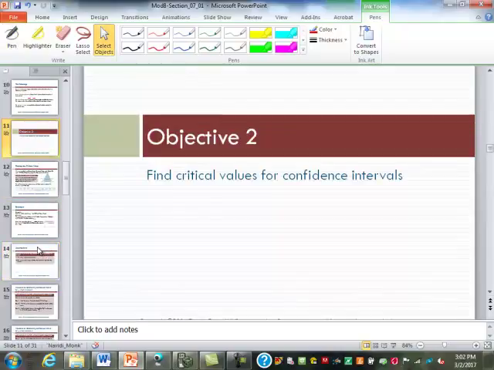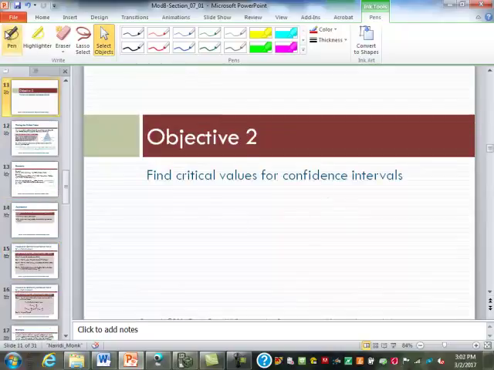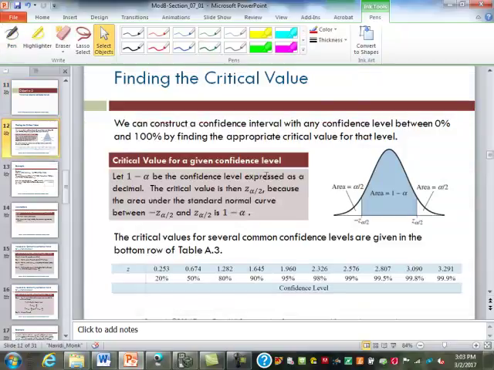So now our second objective is to find the critical values for confidence intervals. So let's look at finding different critical values. So we've got that curve that is 100%, or 1 probability. And if we want to find the critical value, alpha is the terminology, the symbol used for it. It's like alpha of 0.10. That corresponds to a 90% confidence interval.